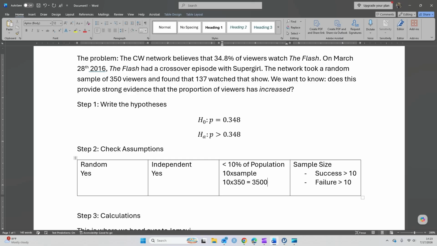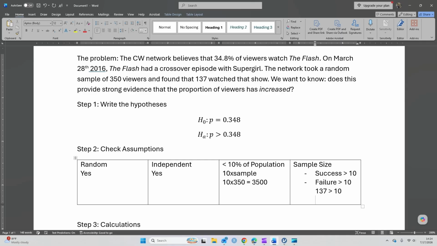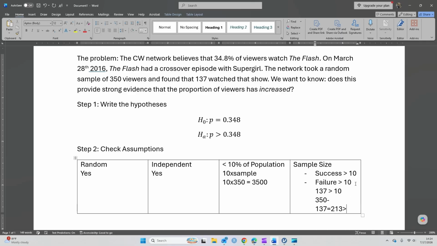Finally, we have our success-failure condition. Now, we have to have at least 10 successes. We have 137 people who watched The Flash, so that is at least 10. And then the failure condition is going to be the 350 minus the 137 that watched it. So that's going to give us 213, and that is certainly greater than 10. So we have met both of those.